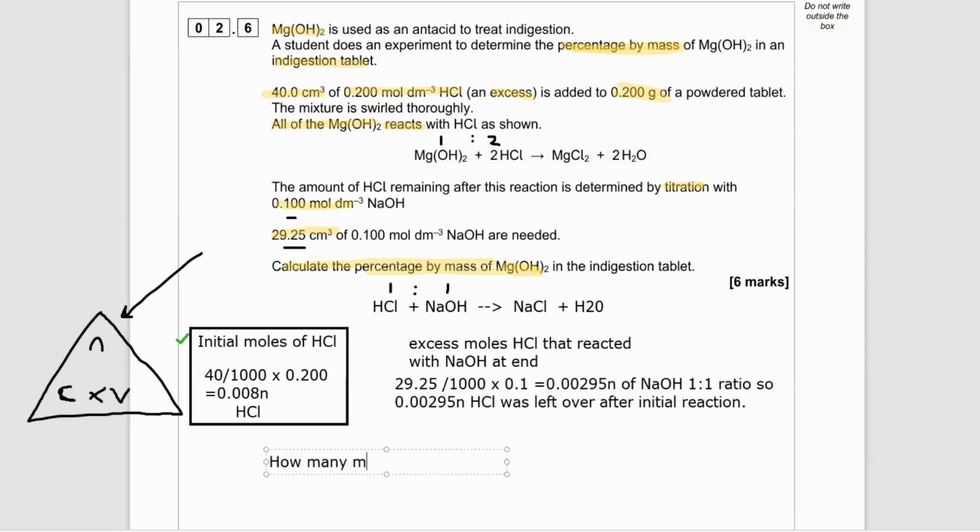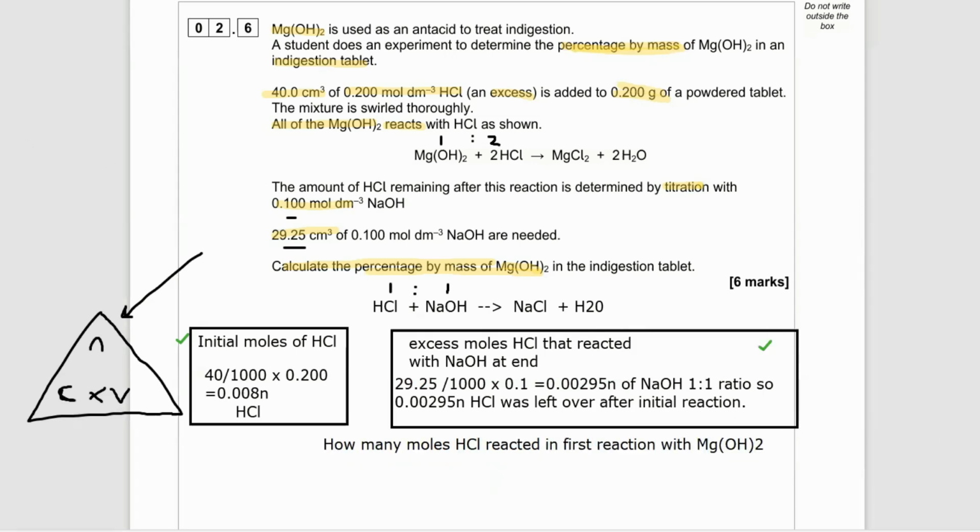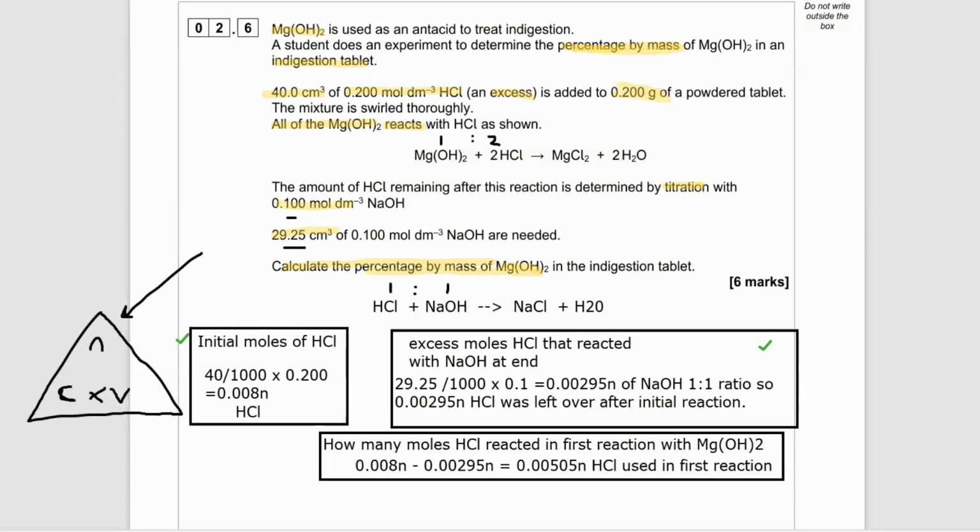So let's now work out how many moles actually reacted. So how many moles of HCl were used up? We had a total of 0.008. We know that 0.00295 was left over because that's what reacted with the sodium hydroxide. So let's find out how much originally reacted with the magnesium hydroxide. We're going to take the initial moles, 0.008 moles, and subtract the excess moles of hydrochloric acid that reacted in the titration. So we're going to get an answer here of 0.00505 moles of hydrochloric acid reacted with the magnesium hydroxide. Now check out the ratio. It was a 2-to-1 reaction.